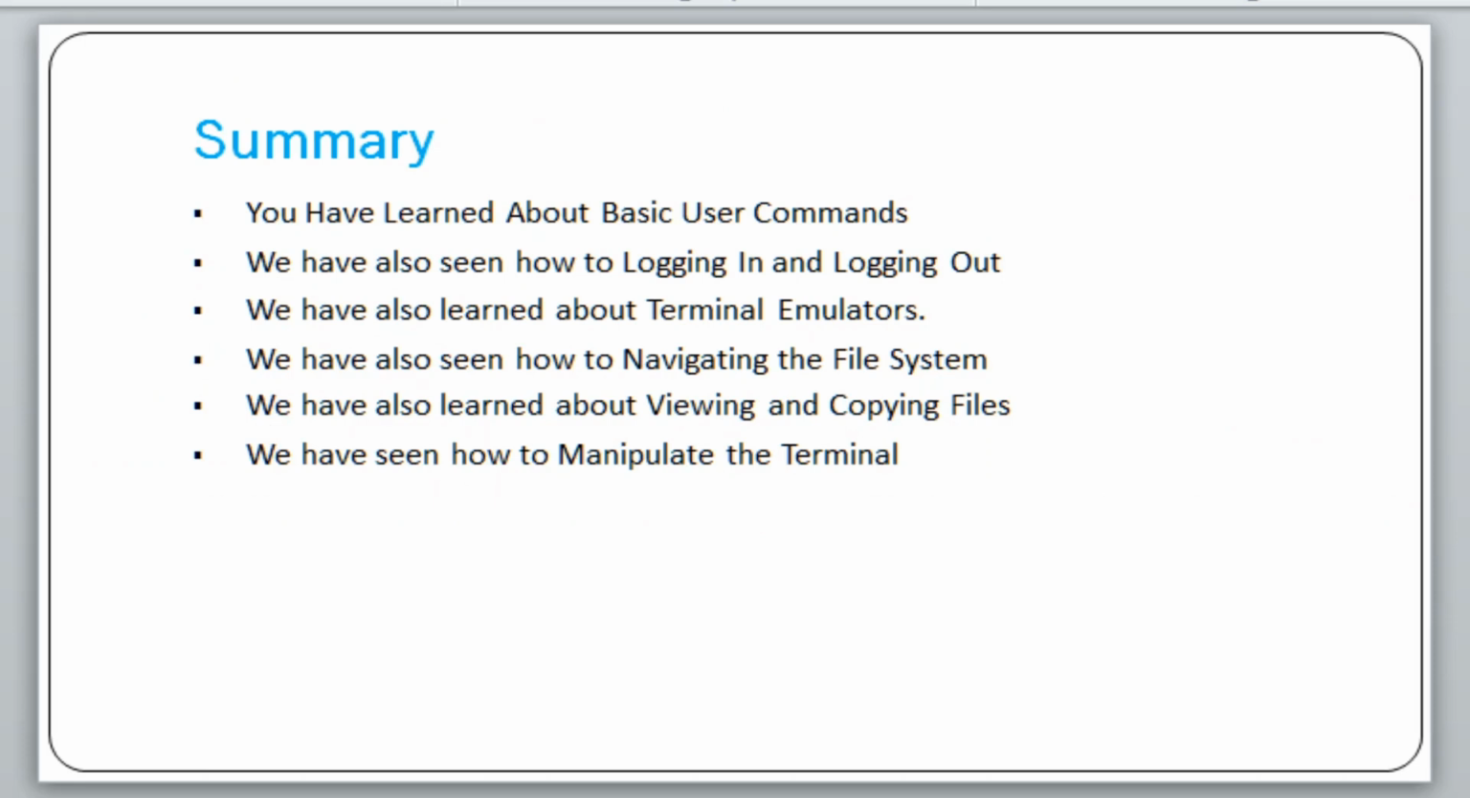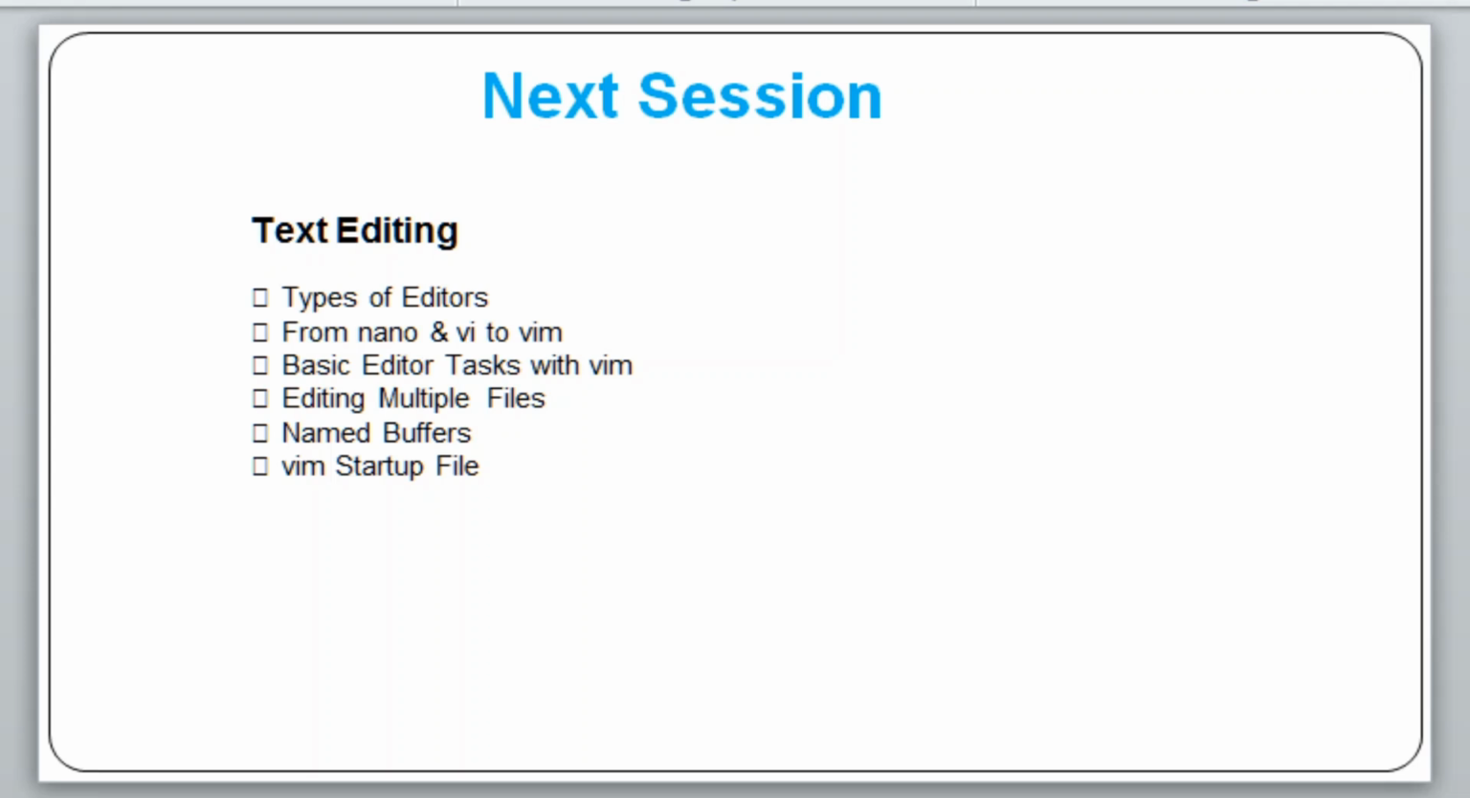Okay, so in summary, you've learned about basic user commands. We've also seen how to log in and out of your Ubuntu machine. We also learned about terminal emulators, and we have seen how to navigate the file systems. We have also learned about how viewing and copying files are done, and then we have seen how to manipulate the terminal. In our next session, we're going to go over types of editors such as Nano, VI, and Vim, and basic editor tasks with Vim. We're also going to look at how to edit multiple files, name buffers, and how to start up a Vim file.